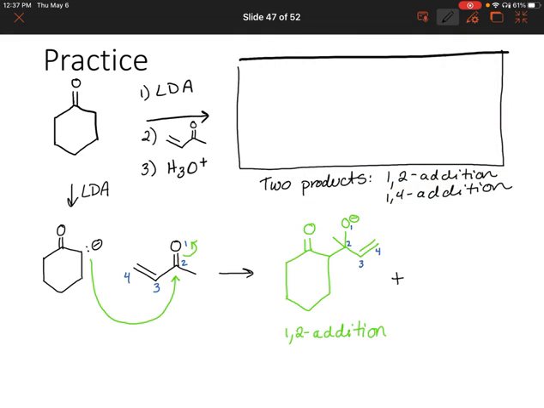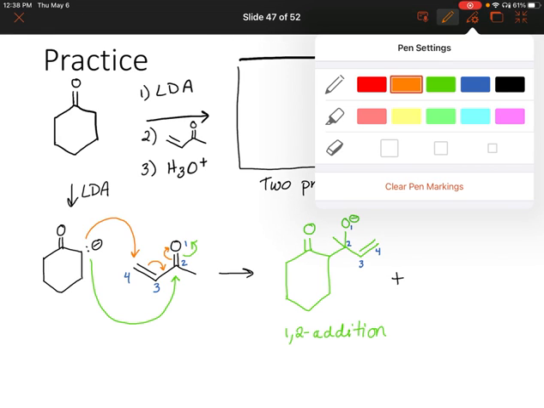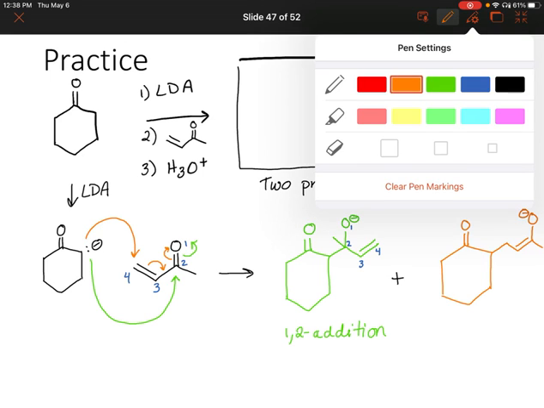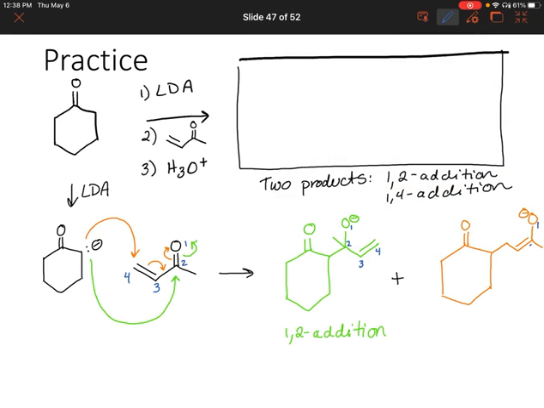All right, now let's show the other one. I'll draw these arrows in orange. So what if our enolate attacks carbon 4? Again, that will move our double bond over, and then we'll move electrons up to oxygen. Okay, and let's number those atoms as well, just so we can see how they added to our enolate.